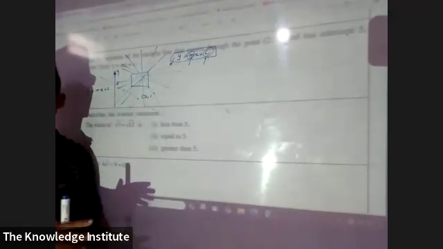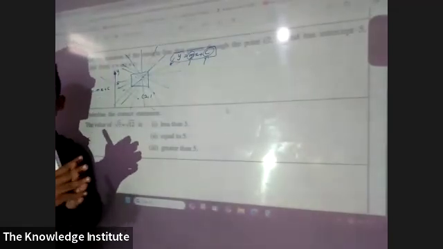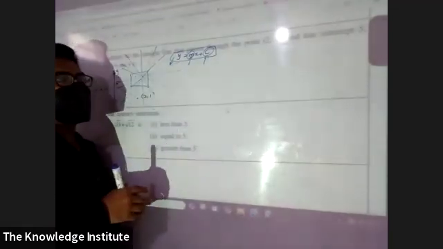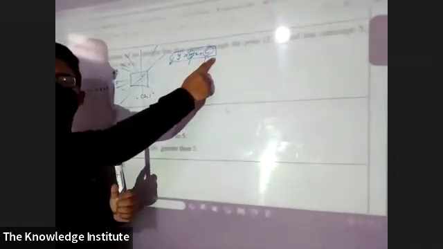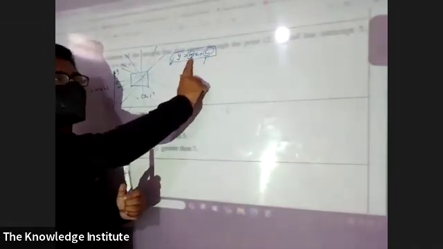If you want to write the equation of a straight line, what are the two things you should find? If you want to uniquely write the equation of a straight line, what are the two things you need to find? Gradient and intercept. Are you clear?